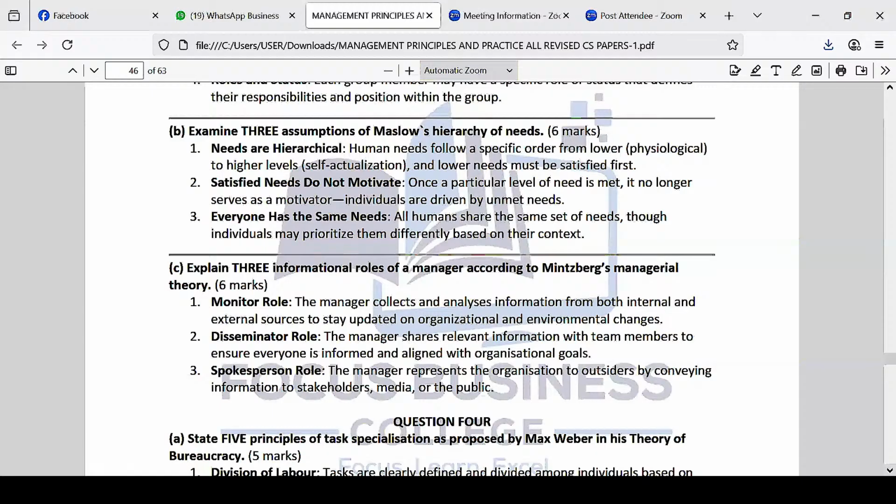But in real life, those needs may not be classified like that. Sometimes you may be in need of two needs at the same time. You need physiological needs and safety needs at the same time. So basically, they're not ranked in that case. Human needs follow a specific order, from lower physiological to higher level, and lower needs must be satisfied first. According to him, needs must be satisfied in that order, from the lower needs to the middle. But in real sense, that's not the case. Sometimes you can have needs which cut across the levels at the same time.